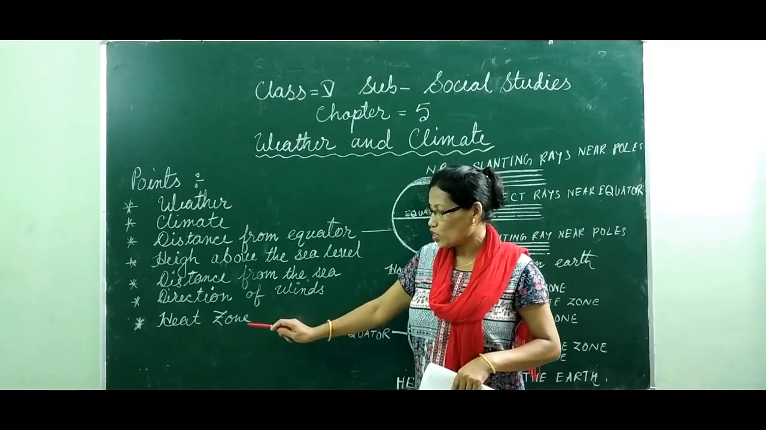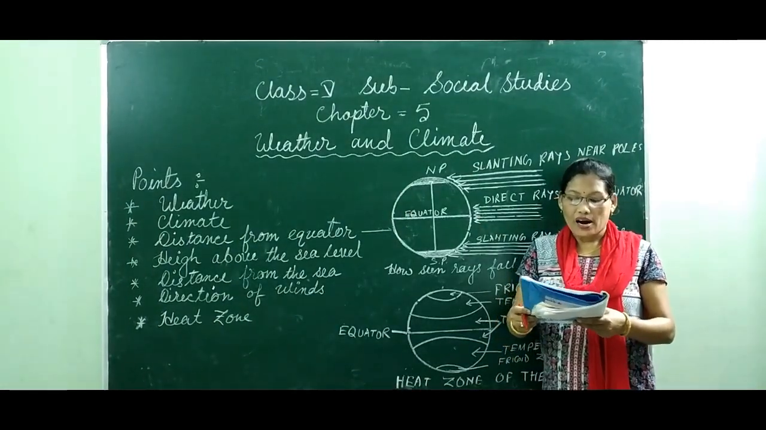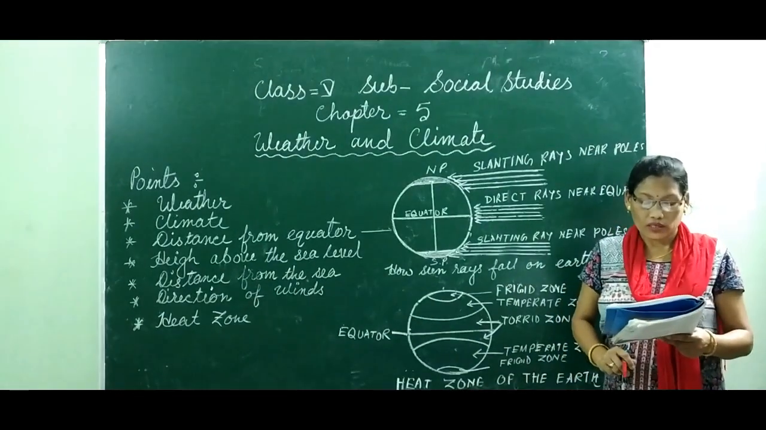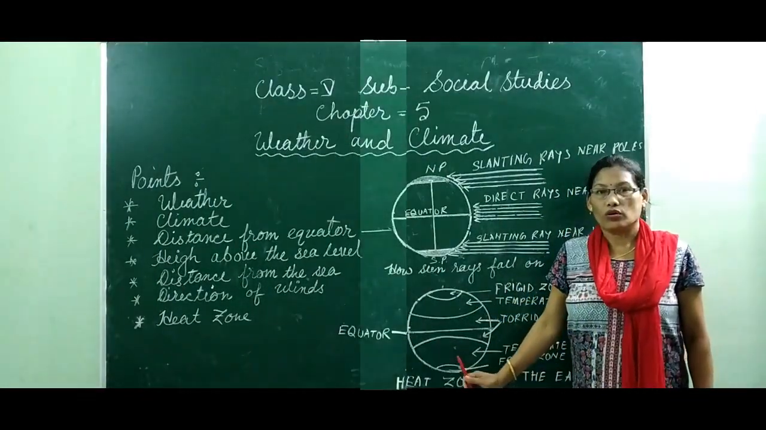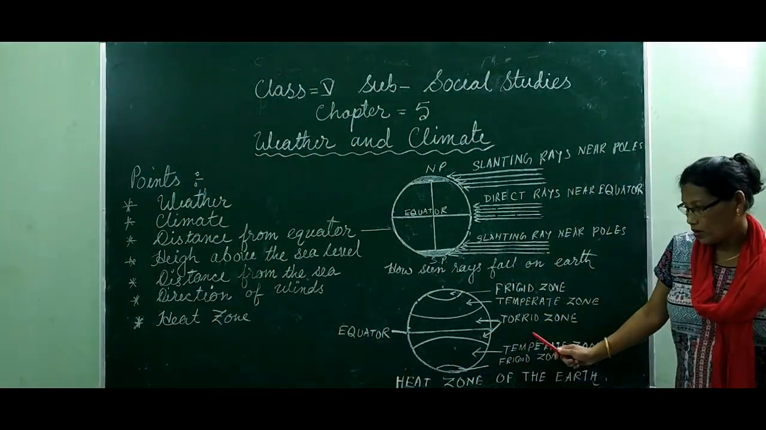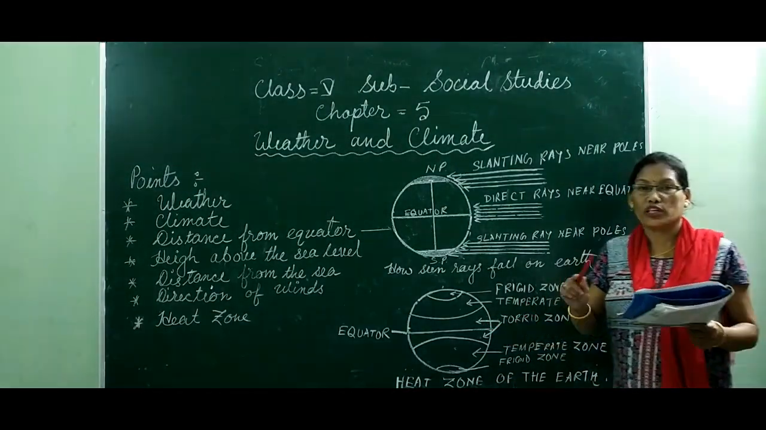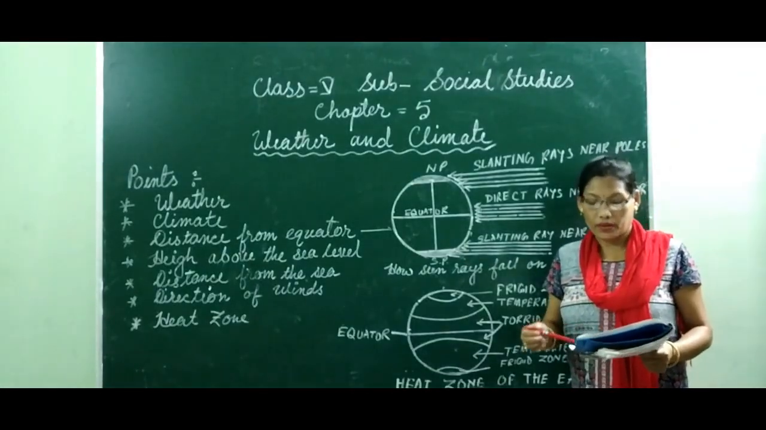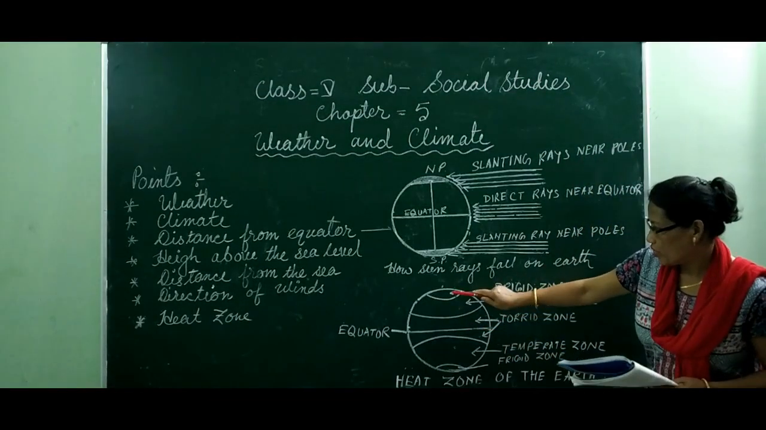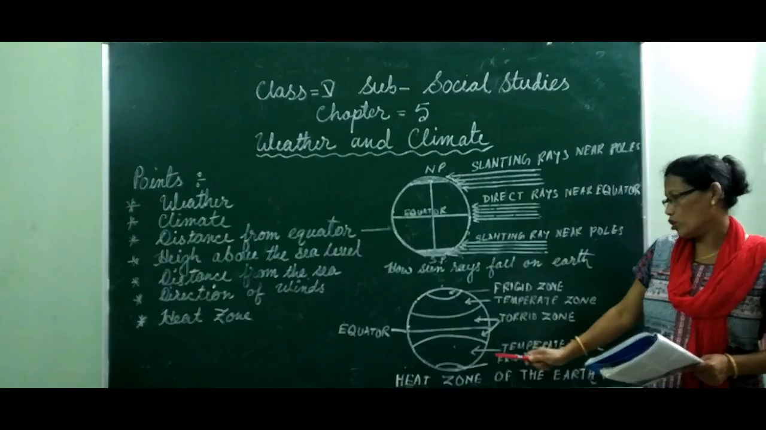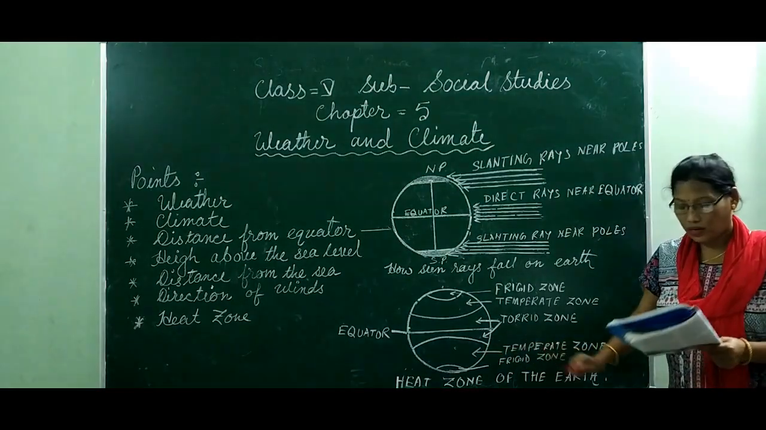Okay, and the last one is heat zones. We can divide the earth into 3 heat zones on the basis of the difference in temperature. So there is a diagram. Look at the diagram here, heat zones of the earth. You can look in your book, page number 35. This is the equator, frigid zone, temperate zone, torrid zone, frigid zone.